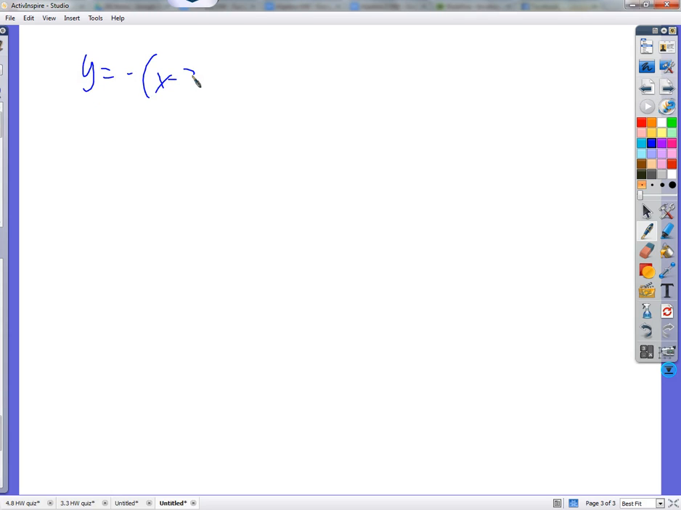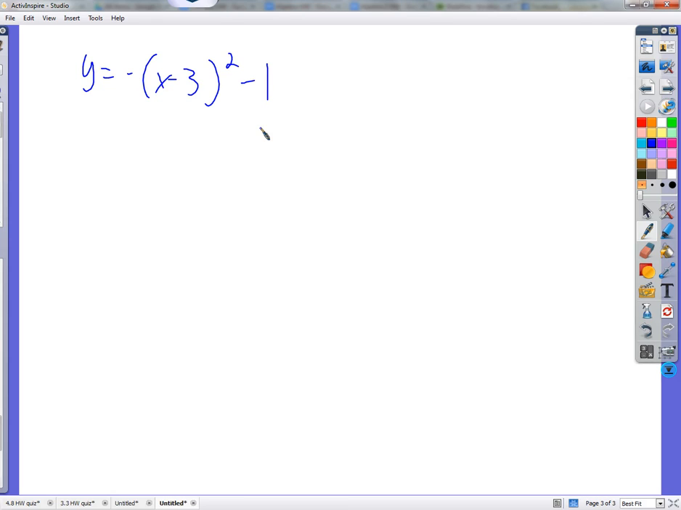What form is this one in? Standard and vertex and intercept form. Vertex? How do we know it's in vertex form? Why'd you say it? Because it has all of the things. Has all the things? The up, down, left, right shift, and all that stuff? Yes. What's another telltale sign we're looking at vertex form?